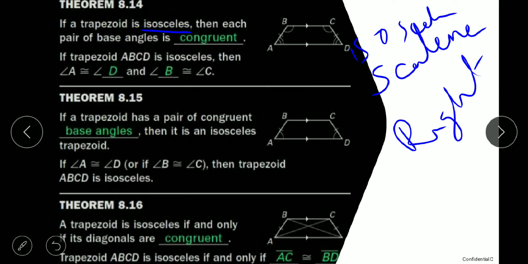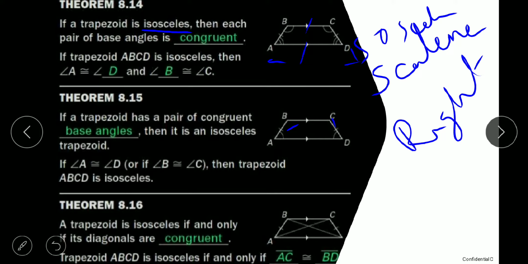If a trapezoid is isosceles, then each pair of base angles is congruent. See, the base angles at this base and this base will be congruent, and angle A is congruent to angle D. This angle A and angle D will be congruent in an isosceles trapezoid. And if a trapezoid has a pair of congruent base angles, then it is an isosceles trapezoid. Angle A is congruent to angle D, and angle B is congruent to angle C. This is the next property.